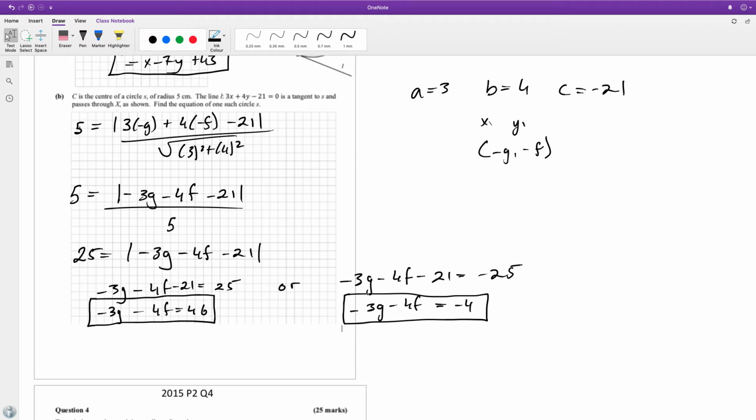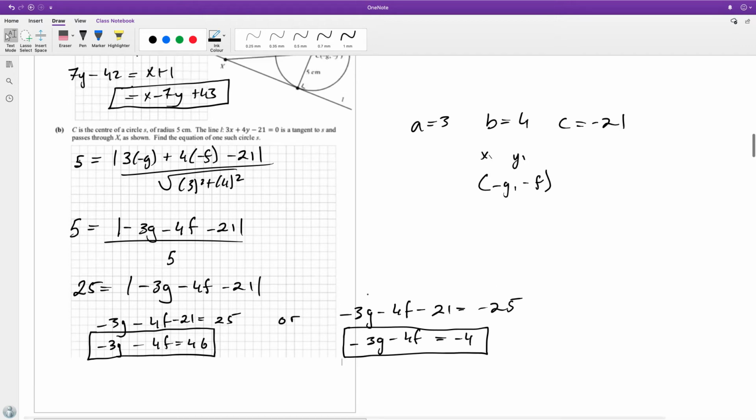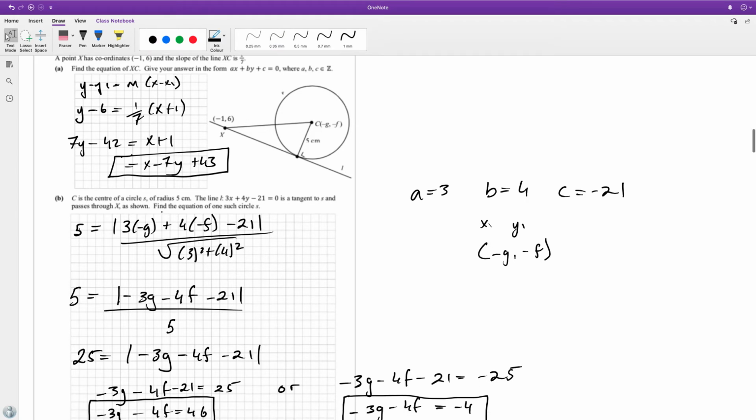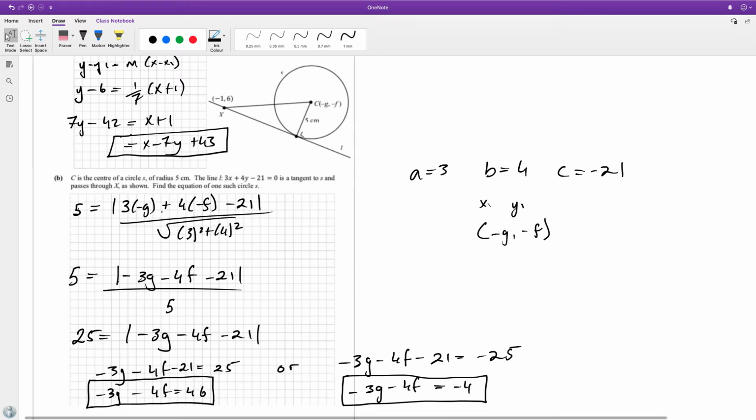Right, what are we going to do then? Do what? Do a simultaneous equation, because it'll tell you where this runs across that line from above. Right, off you go. Give me answers. Yep.